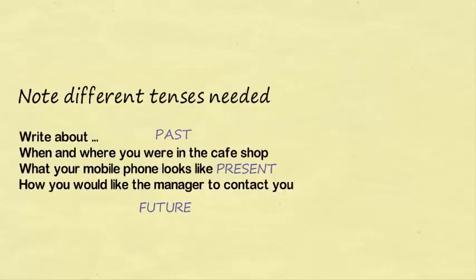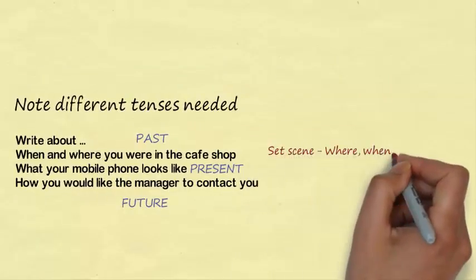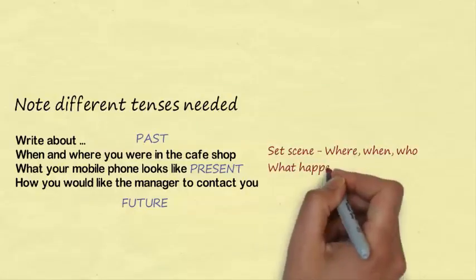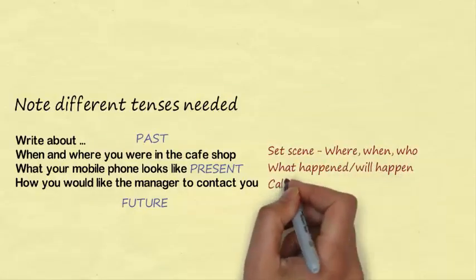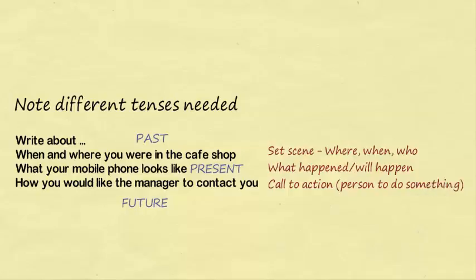Another thing to consider is that those 3 parts are often following this pattern. So the first question is setting the scene, where, when, and who is involved. And then the second bit is about what happened. And then the final bit is this call to action, encouraging the other person to do something.